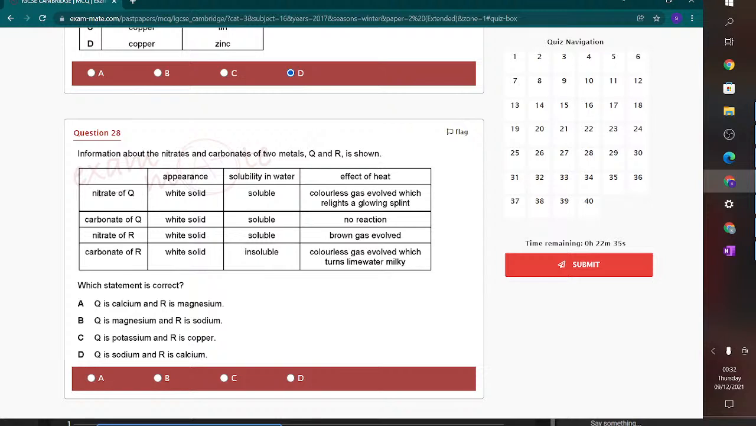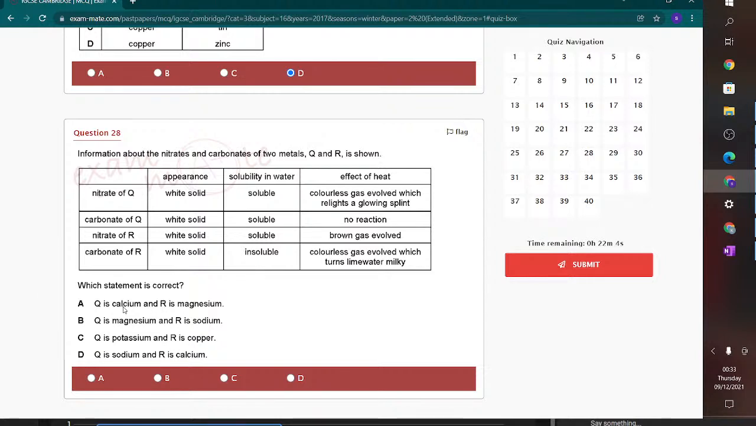Carbonate of Q: white solid, soluble, effect of heat or reaction. If it is a carbonate and the effect of heat does not cause any change, that means it is a very stable compound, and to be a very stable compound it must be in group 1 or 2. So that's established. We only have group 1 and 2.